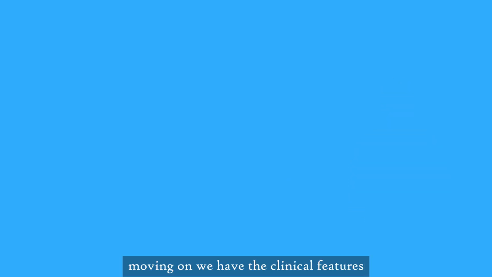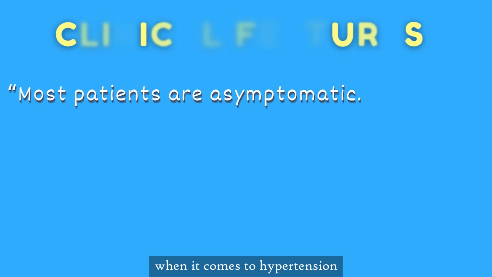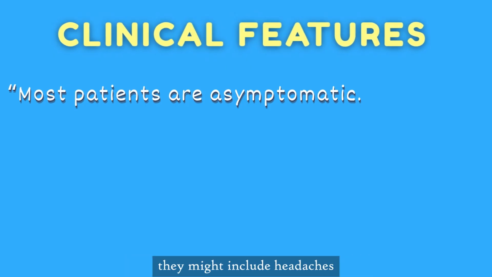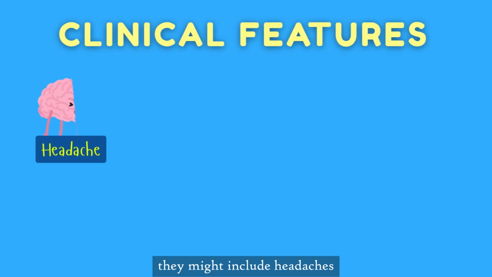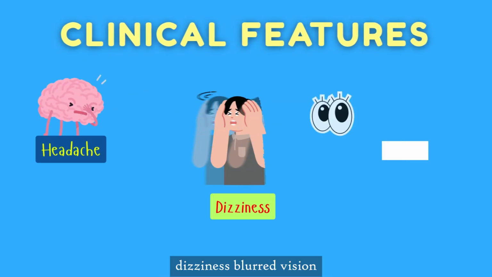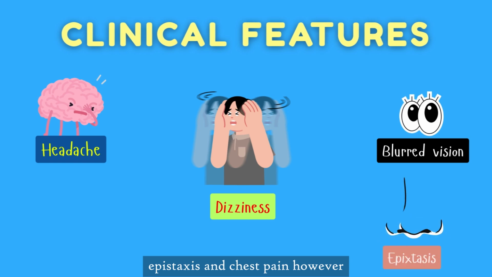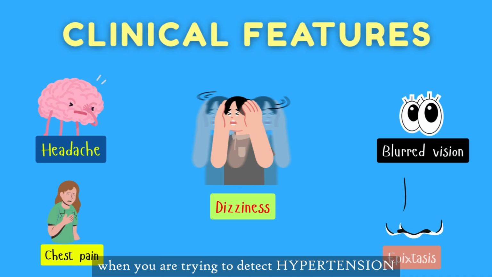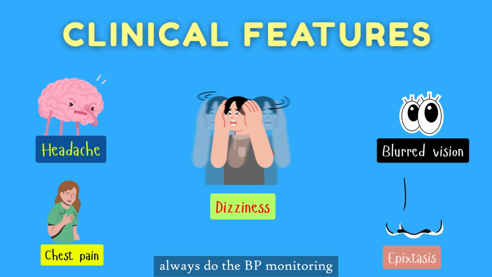Moving on, we have the clinical features. Most patients are asymptomatic when it comes to hypertension, but when symptoms do occur, they might include headache, especially in the occipital region, dizziness, blurred vision, epistaxis, and chest pain. However, always take note, symptoms usually appear when complications have started already. Never rely on the symptoms when you are trying to detect hypertension. Always do the BP monitoring.